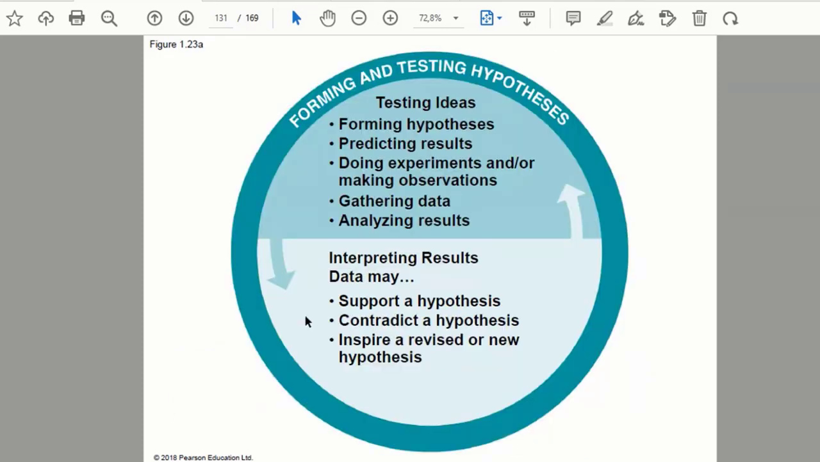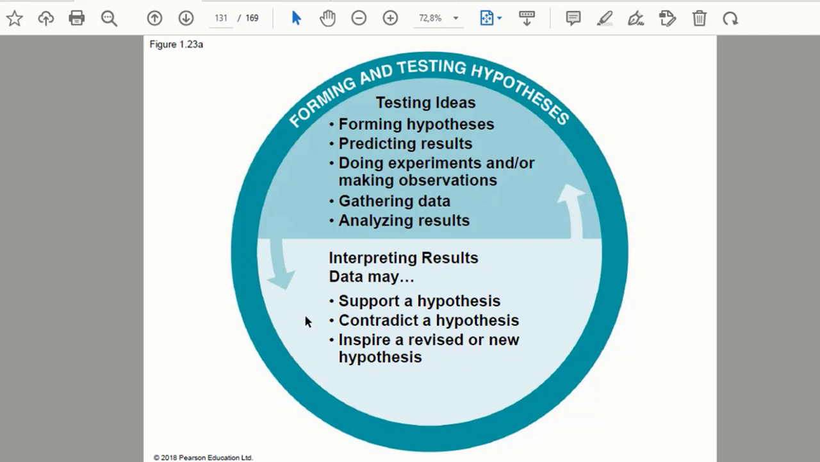Then forming and testing of hypotheses: testing ideas, forming hypotheses, predicting results, doing experiments or making observations, gathering data. What do you do with those data? You analyze them, and after you analyze those results, you're going to have to interpret those results. What do they mean? Like what Prim was giving as an example.